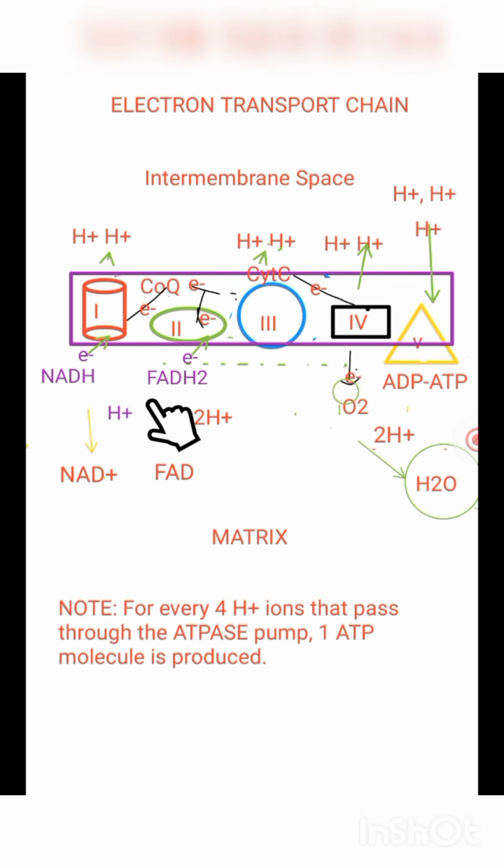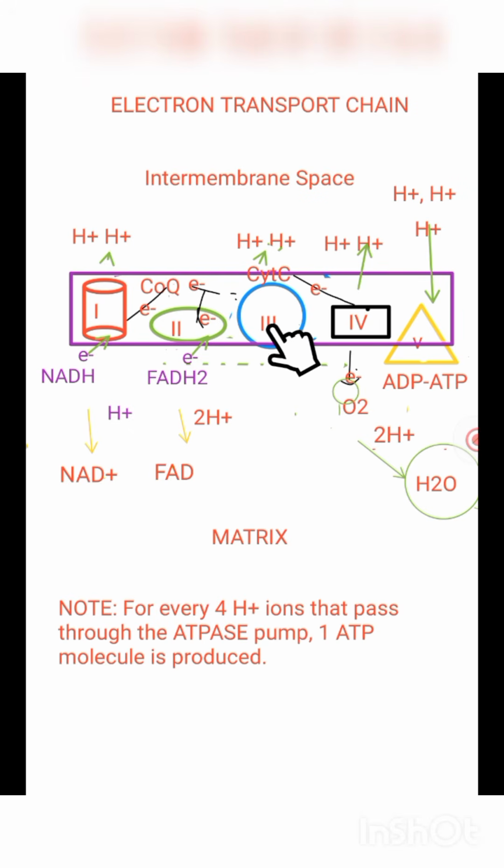Now, FADH2 will come in also at complex 2 to donate electrons. Now, what you should know is that complex 2 is not a proton pump. So the electrons will simply be taken by ubiquinone. So ubiquinone will collect electrons from complex 1 and complex 2. And then, because of its mobility, ubiquinone is going to move the electrons up to complex 3.